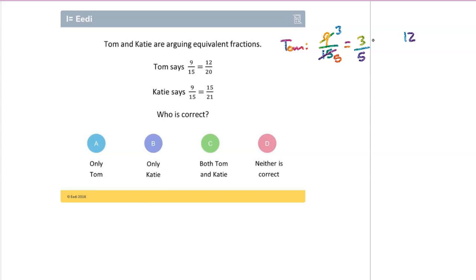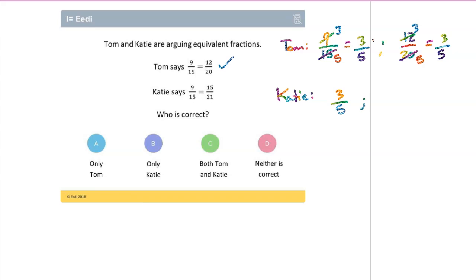Let's check the 12 over 20. Well, they're both in my 4 times table. 4 goes into 12 3 times. 4 goes into 20 5 times. So 12 over 20 is 3/5. It looks to me like Tom is right on this occasion. Let's have a go and look at how Katie's going here. She has 9 over 15. We already know that's 3/5.